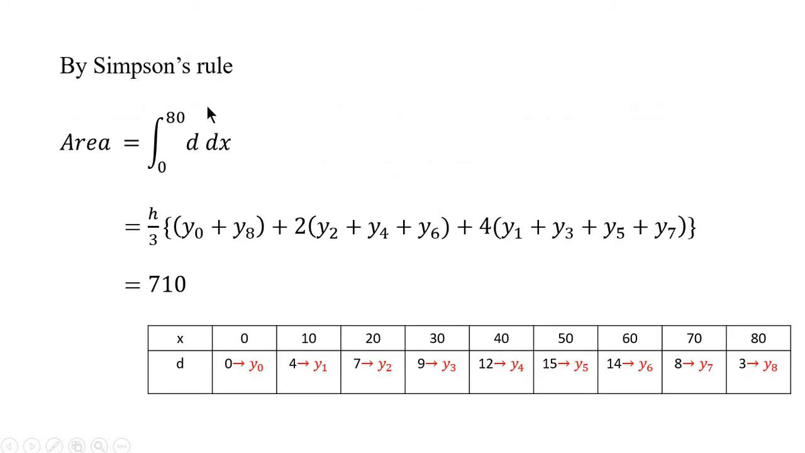And you know by Simpson's rule, it is nothing but y0 plus y8, all these are the values of the depth. Now name all these values as y0, y1, y2. So there are up to y8 values, that is 9 values. After supplying in this formula we get 710. So this is the area under the curve y equal to f of x.